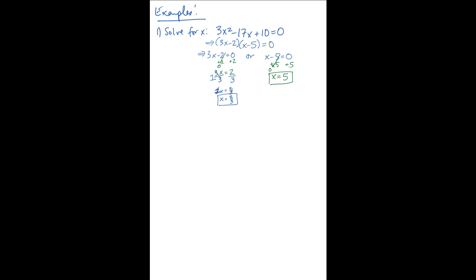And we can check these by plugging them into the original equation. Let's go ahead and do that. I have 3x squared minus 17x plus 10 equals 0. Let's check that. 2/3 squared is 4/9. I'll write 17 over 1 times 2 over 3 plus 10 equals 0.